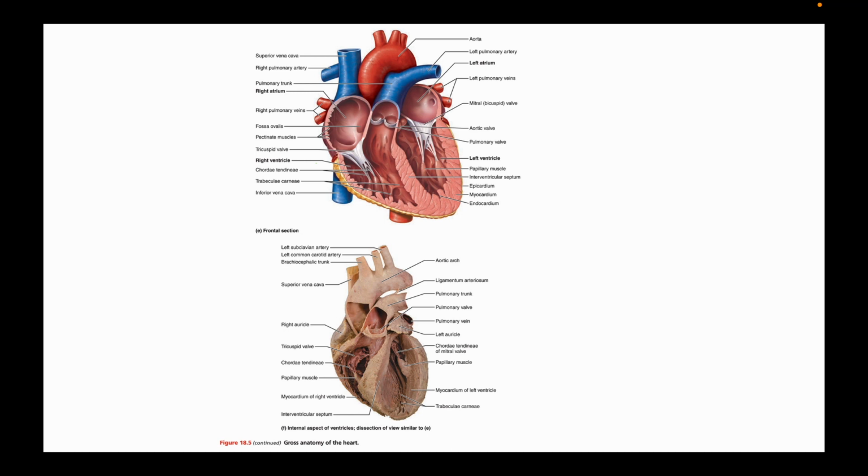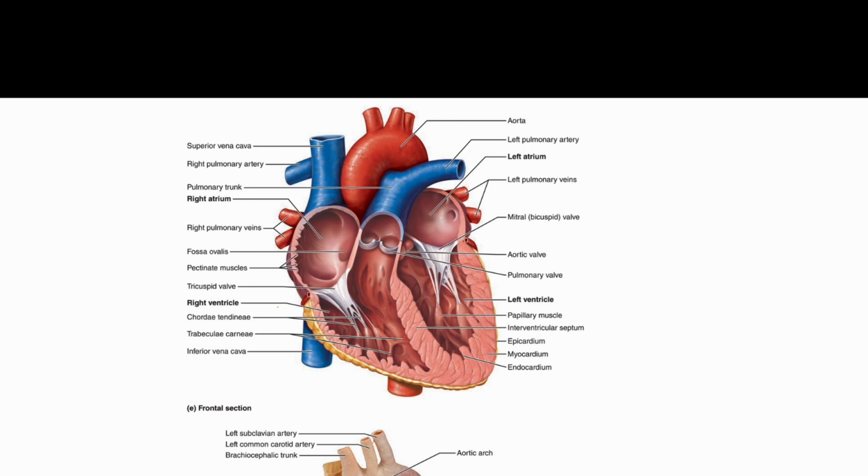To understand the difference between these two conditions, let's quickly review the anatomy of the heart. According to anatomical position, we have the right side of the heart and the left side of the heart. The heart has 4 chambers: right atrium, right ventricle, left atrium, and left ventricle. We have 4 valves accordingly: tricuspid valve, mitral valve, pulmonary valve, and aortic valve.